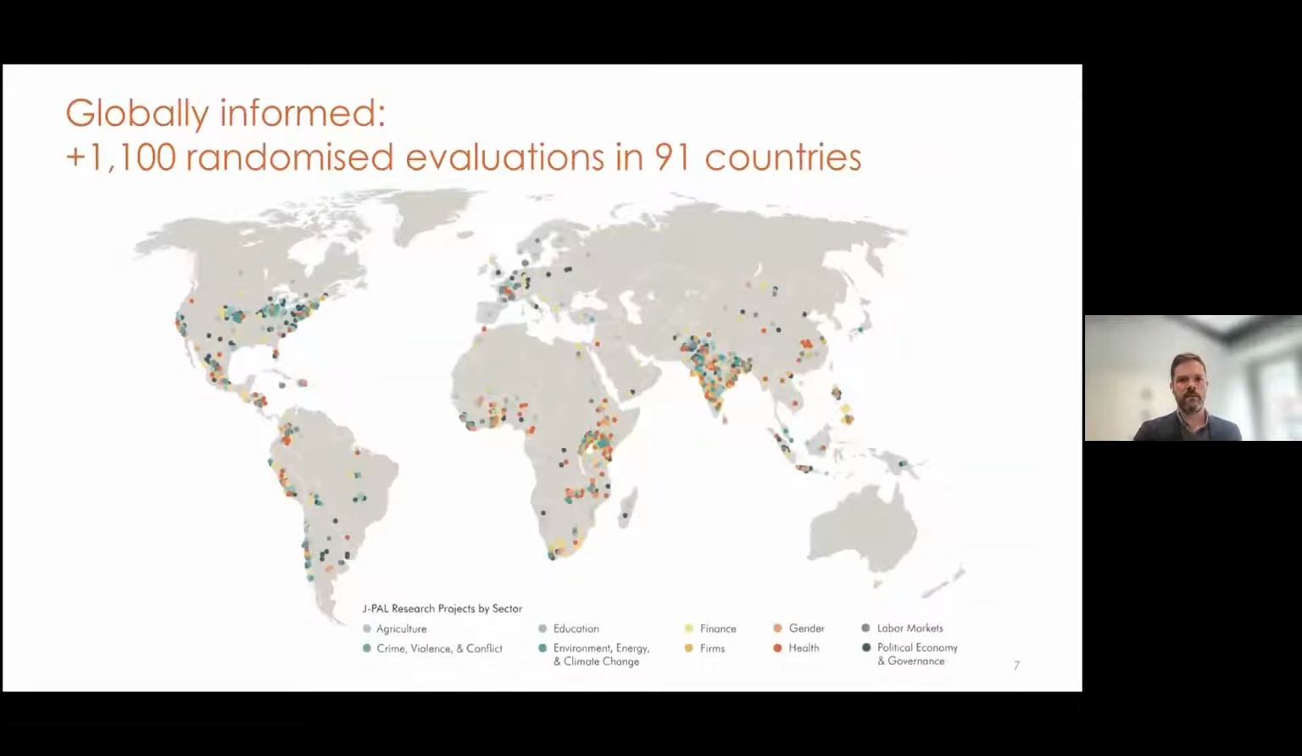I mentioned that we run research all around the world. There are now over 1,100 randomized evaluations that have either been launched or completed in 91 countries. Some of the sectors in which the research has been the most prolific include agriculture, education, and health. But we also have new research in areas like political economy and governance, in gender, and in crime, violence, and conflict, among others. Hopefully you can read the legend there at the bottom of your screen.